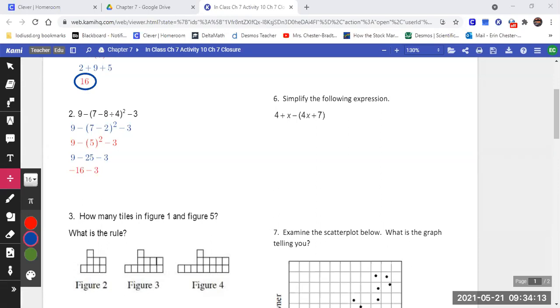So what's my answer gonna be? What's our final answer gonna be? Negative 19.